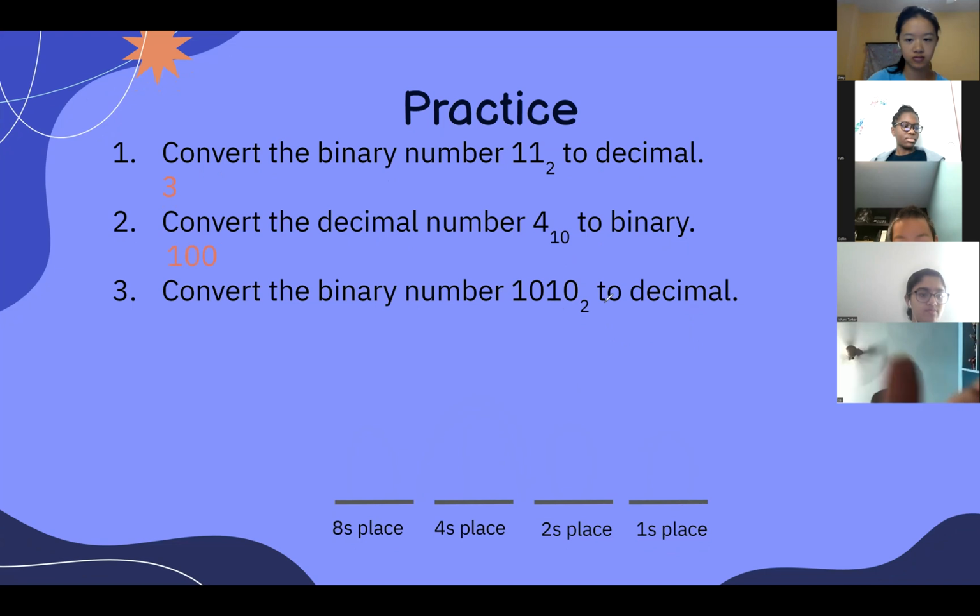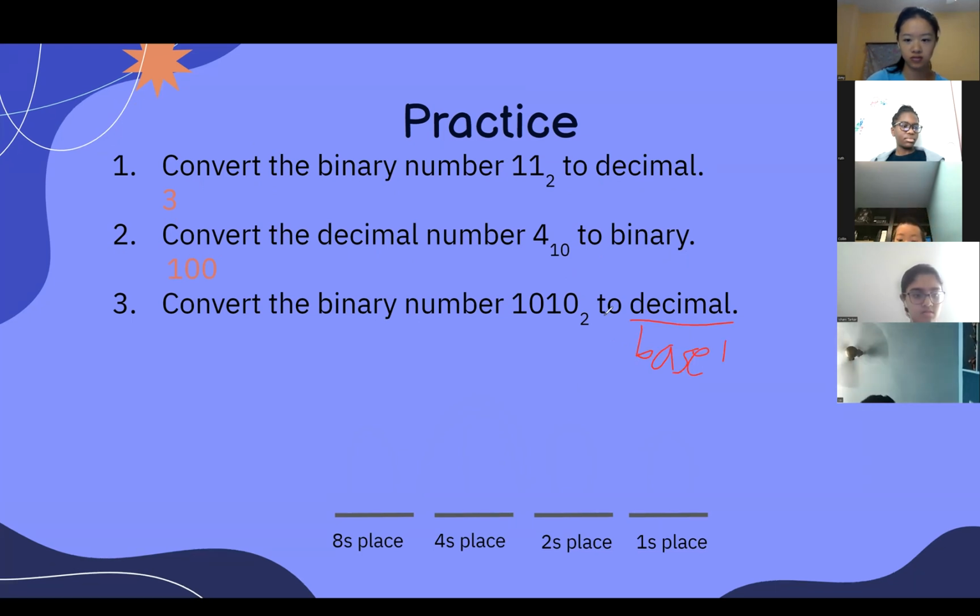Okay, try to convert the number 1010 in base 2 into decimal.